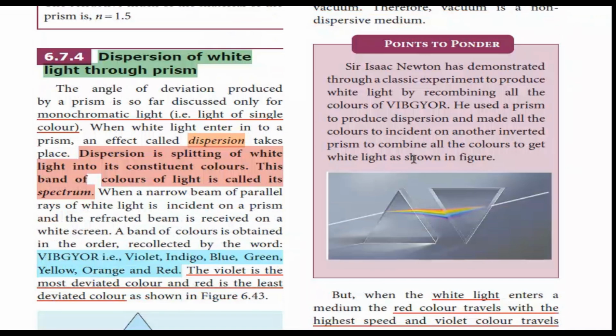And this is Isaac Newton's experiment on prisms. He demonstrated through a classic experiment how to produce white light by recombining all the colors of the spectrum. He used a prism to produce dispersion and made all the colors incident on another inverted prism to combine all the colors to get white light, as shown.